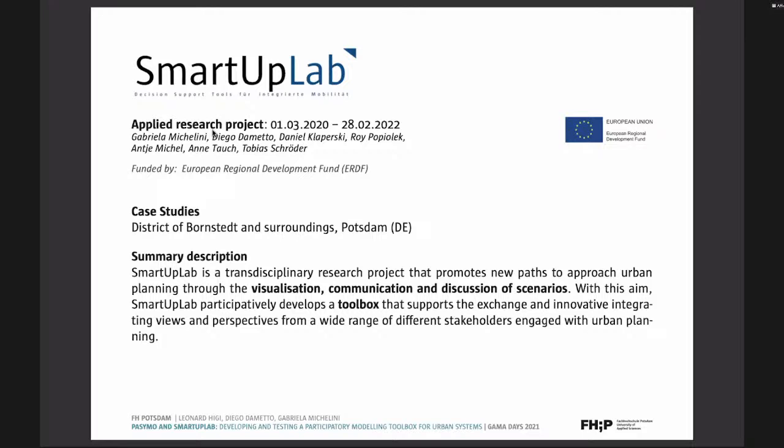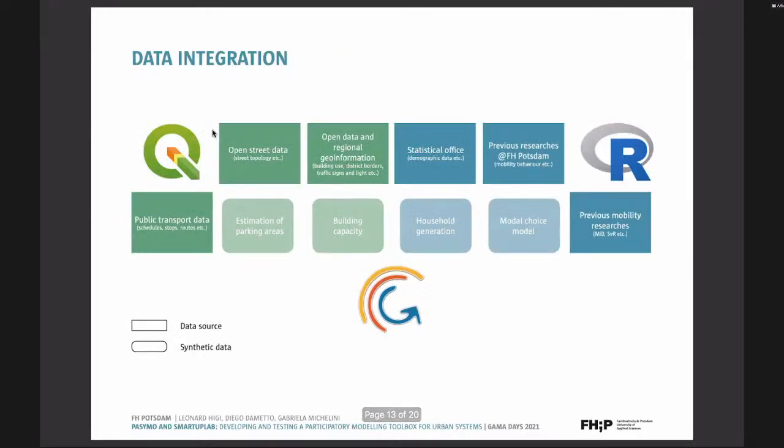The toolbox integrates a geospatial city model at neighborhood level based on Gamma and a set of transdisciplinary methods, with the aim to foster the exchange of ideas among stakeholders. The project ends next year, so what we present here is work in progress, and we hope the discussion today will help us to think further about our research. And now my colleague Diego D'Ameto will go deeper into our model.